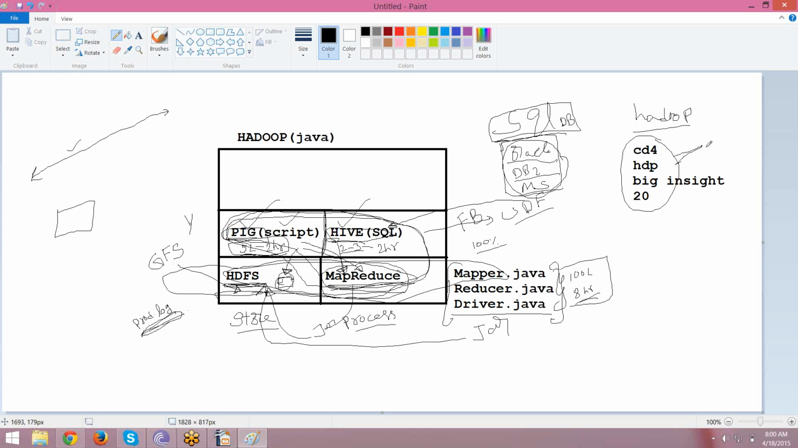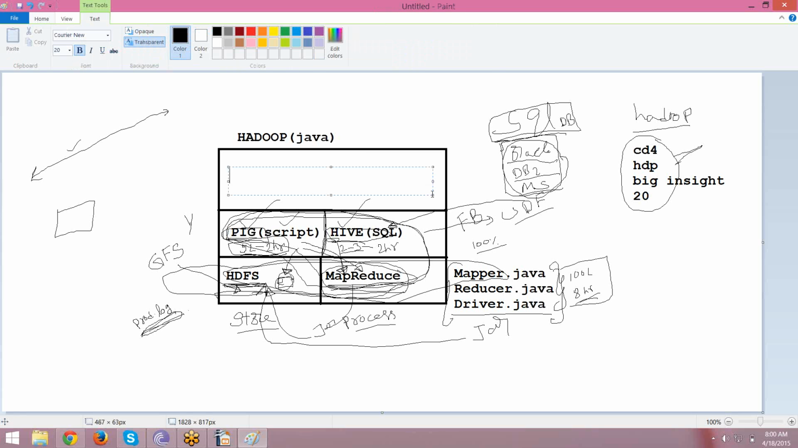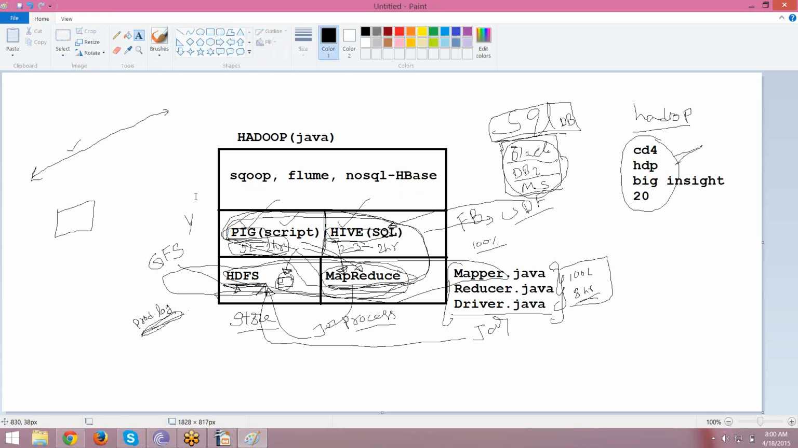Okay, and we have another three more. So here, two or three more components are there. One is Sqoop. I'm not giving more details about it. I'm just giving Sqoop, Flume, and NoSQL HBase. These are the three more components in the Hadoop ecosystem.